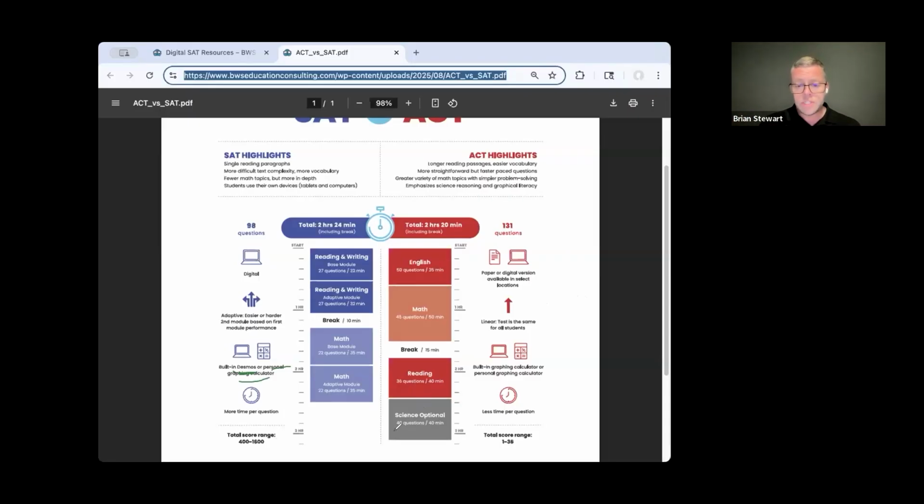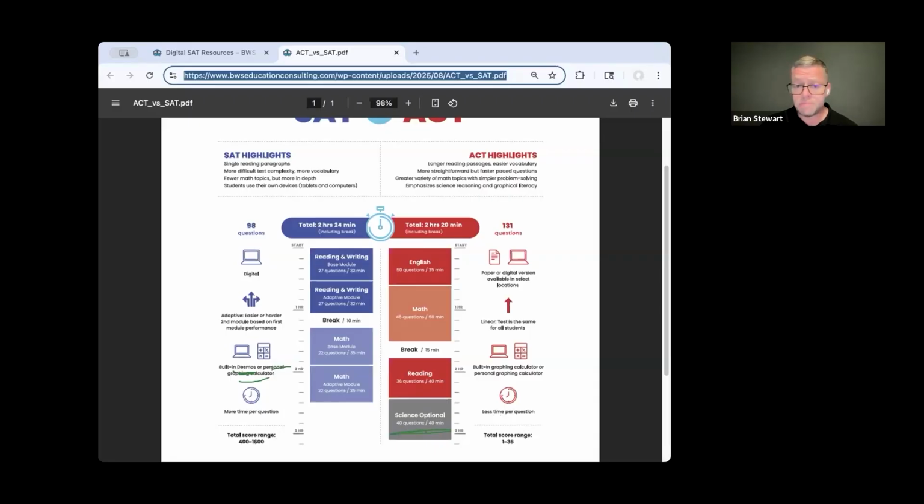They have a science section that's optional. They have a writing section that's optional. A lot of students might want to take the science because it's relatively new that we're not having the science as part of it. And so a lot of colleges, especially if someone is interested in studying something in the sciences, engineering, medicine, they may want to do it.